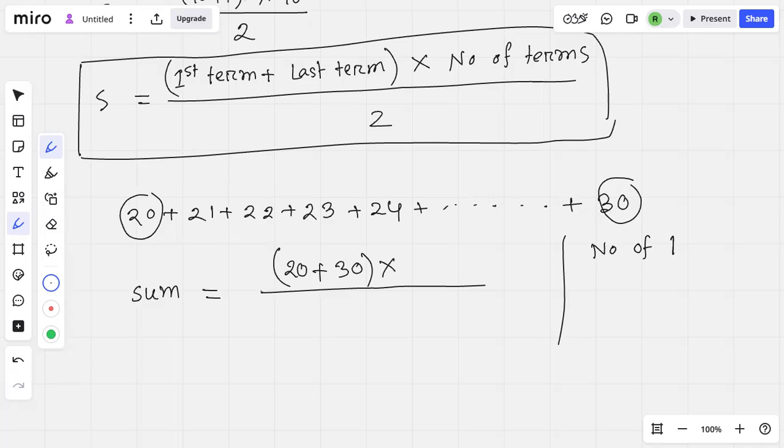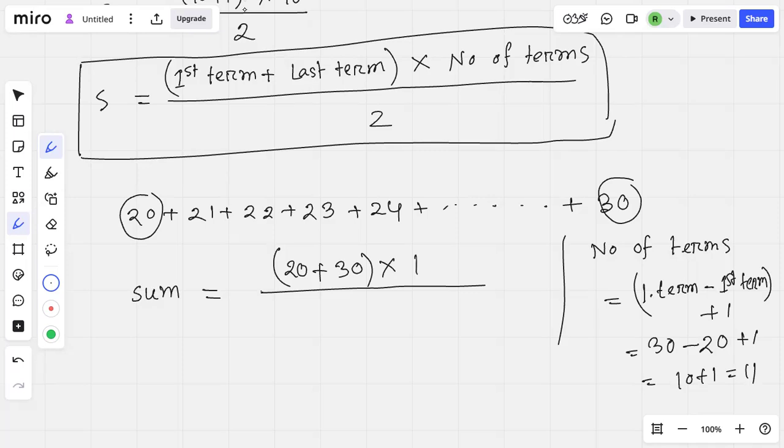So number of terms equal to last term minus first term plus 1. In this case, last term is 30 minus first term is 20 and plus 1. So the number of terms here will be 30 minus 20 equal to 10 plus 1 equals to 11. So number of terms will be 11 and divided by 2. Now we just calculate this and we get our answer.